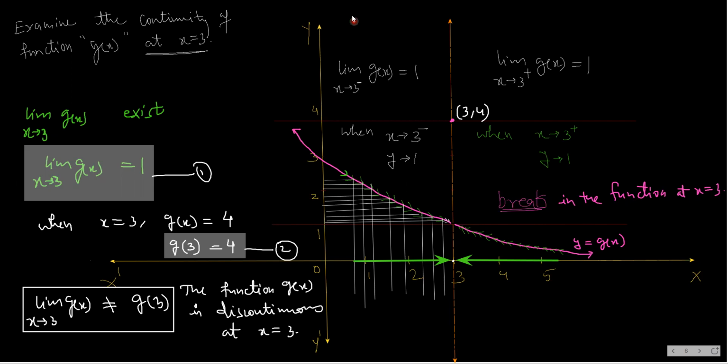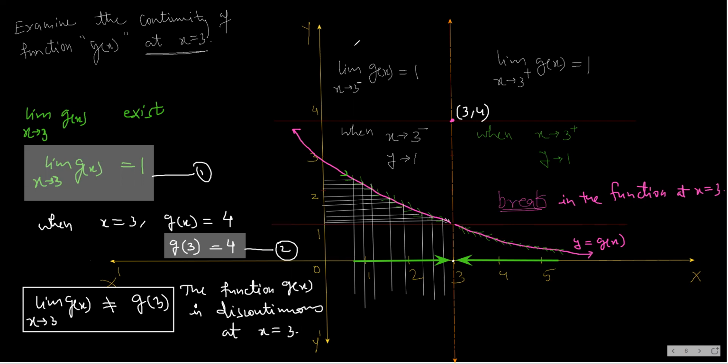So if I'm moving my pencil or my pen on the curve from left to right, and I go past this number 3, I have to pick the pen up to come to this side. Or the same thing, if I'm moving from right to left, I have to lift my pen and then go on this side. You understand? So the function has a break at x equals to 3.